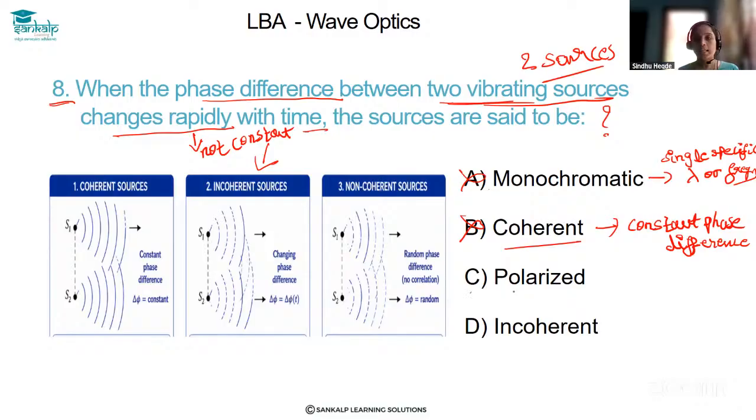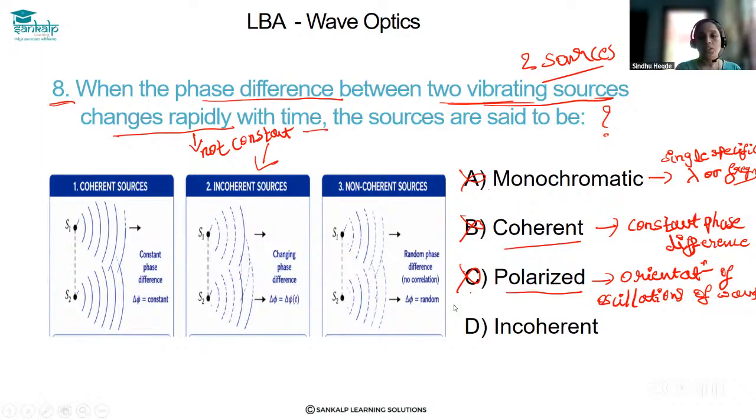Option C tells that polarized. Polarized is nothing but the orientation of oscillations of waves, that is called polarized. So this is also not matched with our question.